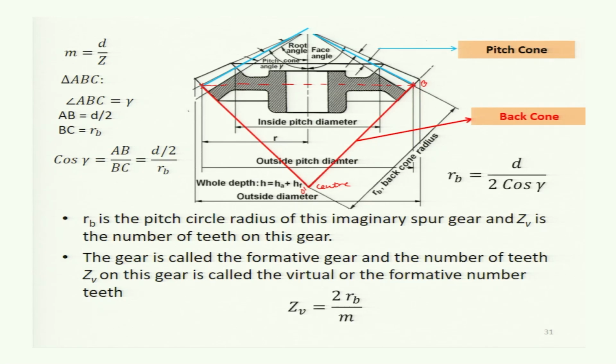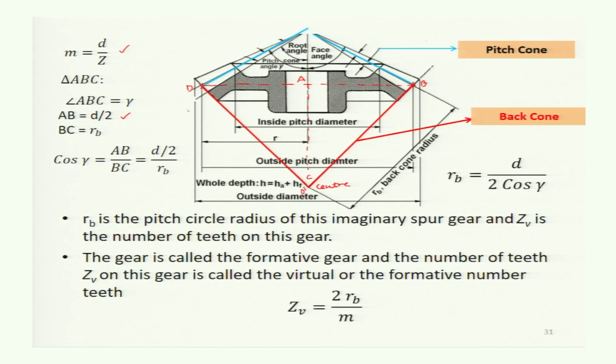The module is the pitch circle diameter divided by number of teeth. So in a triangle ABC, this is A, this is B, and this one is C. This is the triangle. Angle ABC is gamma. AB is D divided by 2. BC is equal to RB. AB is half of the pitch circle diameter of the gear, because if this point is taken as D, then DB is the pitch circle diameter of the gear, and AB is half of the pitch circle diameter, so AB is D divided by 2.